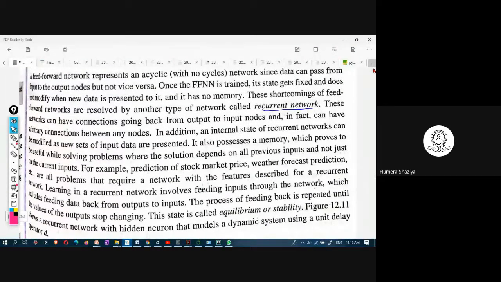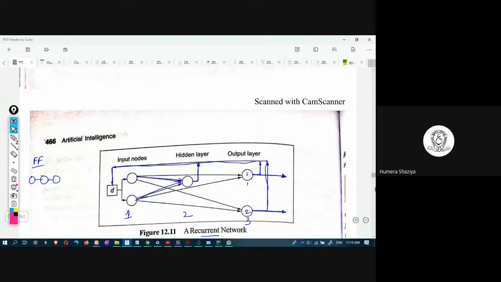These recurrent networks have connections going back from output to the input nodes, and there are arbitrary connections between the nodes. Arbitrary connection refers to the fact that output layer nodes also receive input from these input nodes. When you consider a feed forward neural network, this is not the case. In a feed forward neural network, a node only receives input from its previous layer nodes, not from anywhere. Whereas a recurrent network has this kind of arbitrary connections.